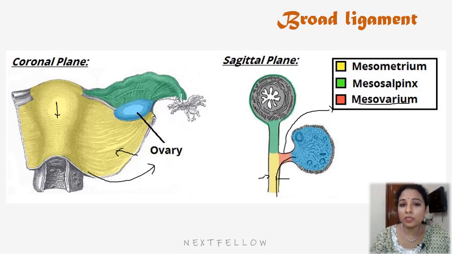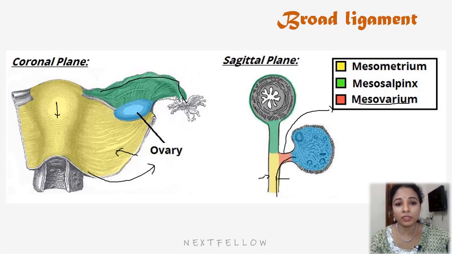Next, the mesosalpinx is the fold of the broad ligament that suspends the uterine tube. The green colored structure is the mesosalpinx. Here you can see the uterine tube traveling within the fold of peritoneum, which is called the mesosalpinx, which is the superior continuation of the broad ligament. We can see the ovary is not covered by the peritoneum, but it is connected to the broad ligament by the meso-ovarium. That is the important difference you have to note here.